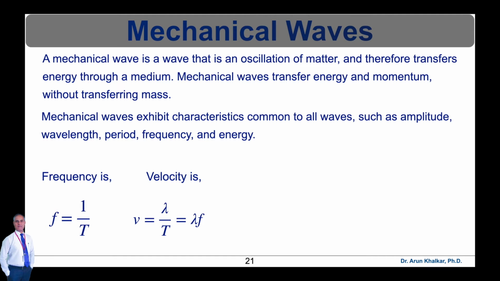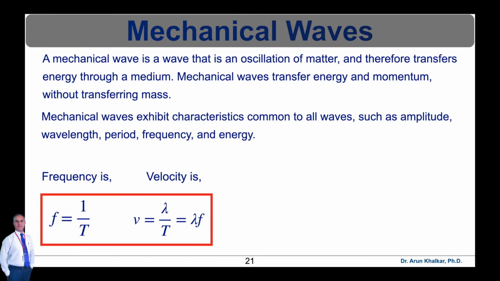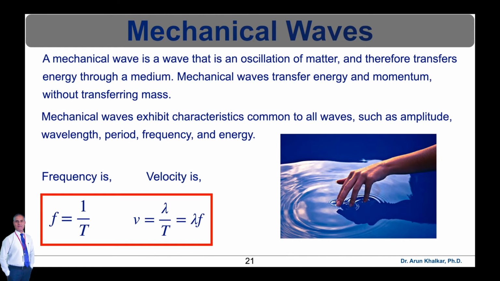The magnitude of wave velocity is the distance the wave travels in a given time, which is one wavelength in the time of one period, and the wave speed is the magnitude of wave velocity. Therefore, the equation form is v = λ/T, or v = λf. The picture shows a ripple in water, a surface wave, which is nothing but a mechanical wave. So this is one of the examples of mechanical waves.